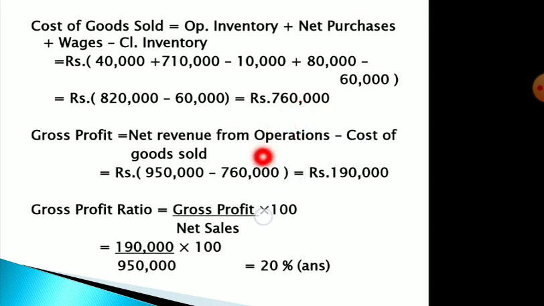The formula for gross profit is net revenue from operations, that is net sales, minus cost of goods sold, which is equal to 9,50,000 minus 7,60,000, giving us 1,90,000. The formula for gross profit ratio is equal to gross profit divided by net sales into 100. So 1,90,000 is the gross profit divided by 9,50,000 into 100, which is equal to 20%.